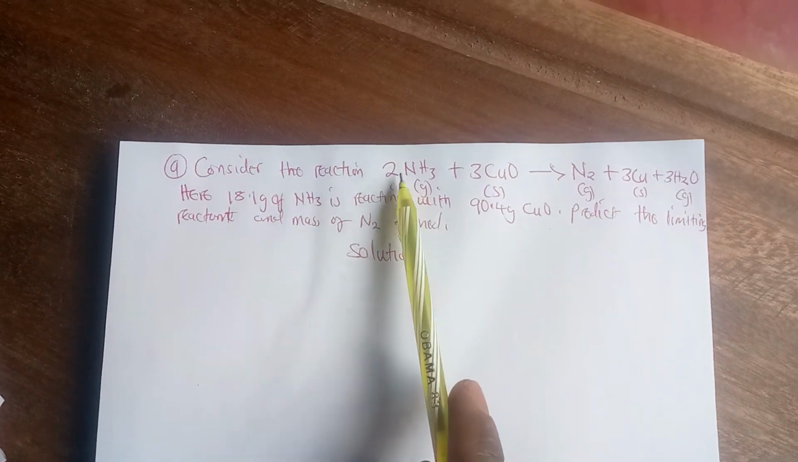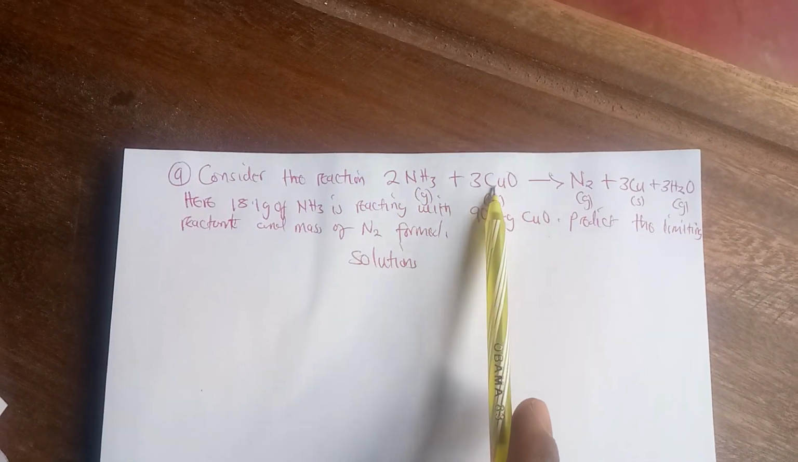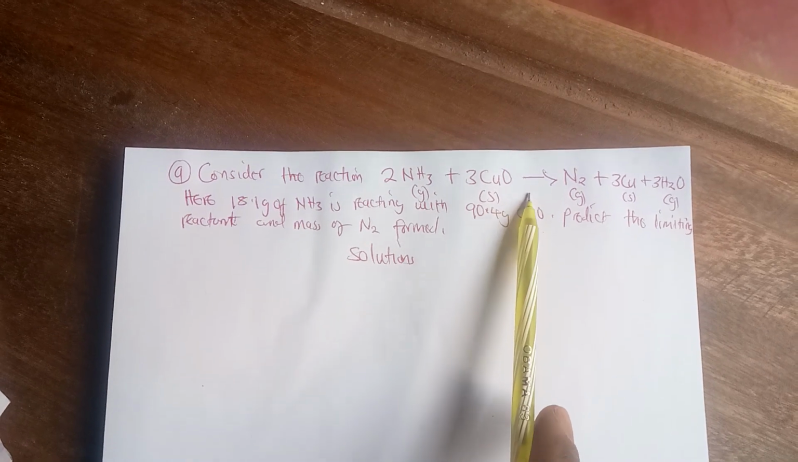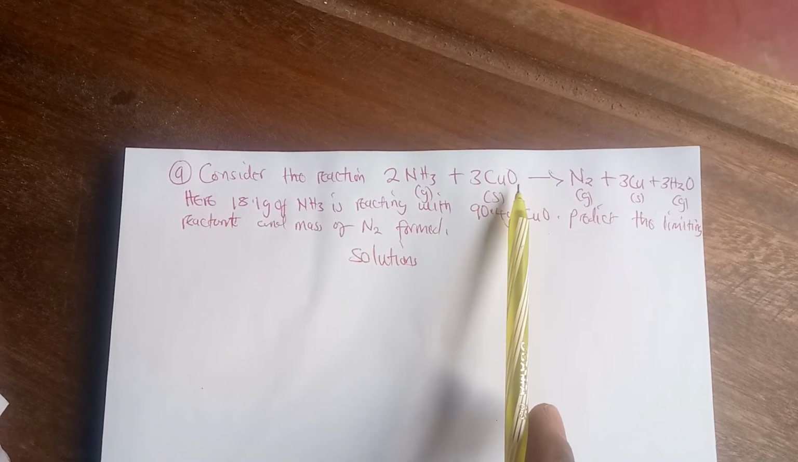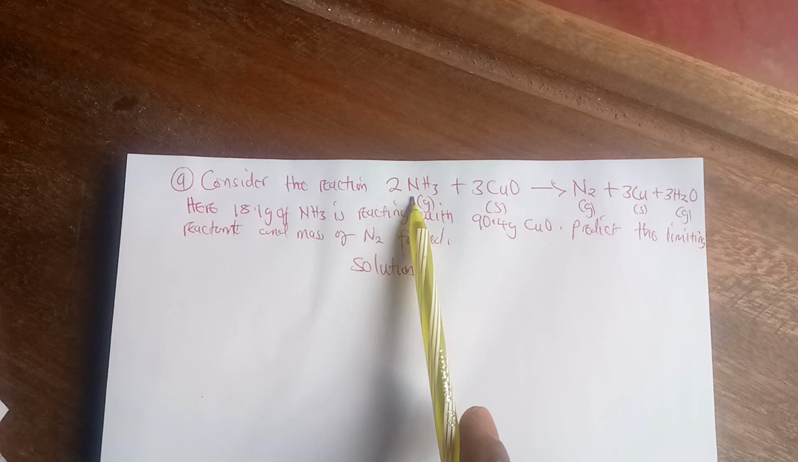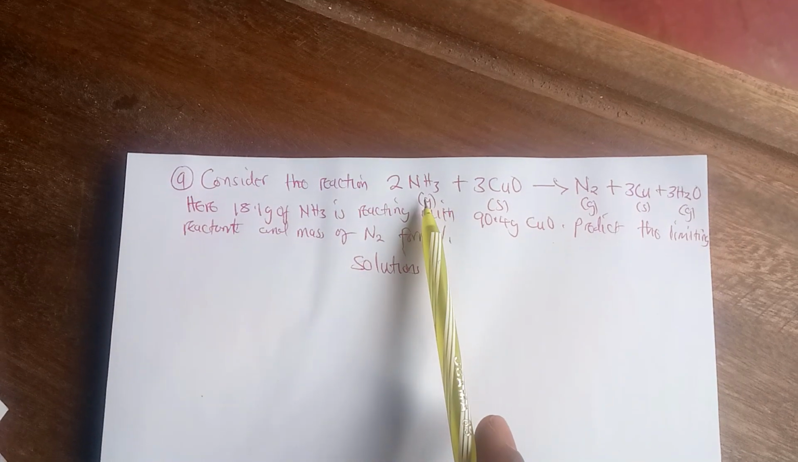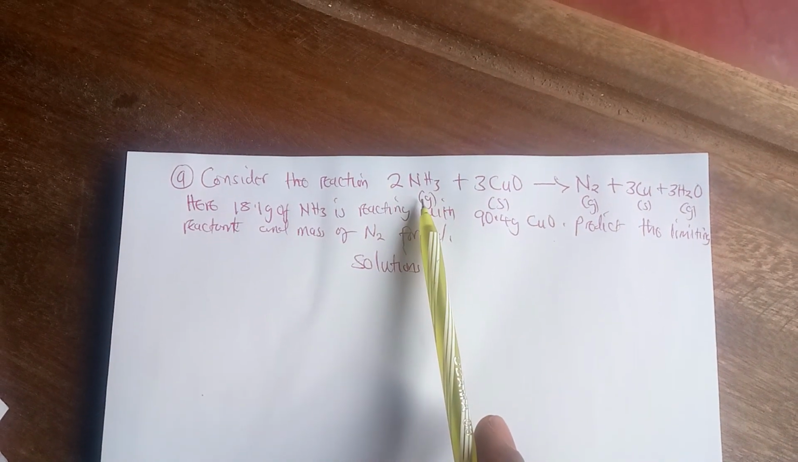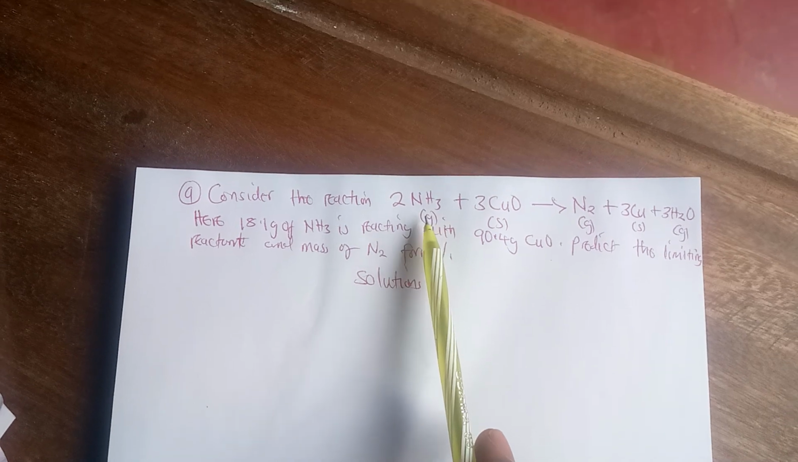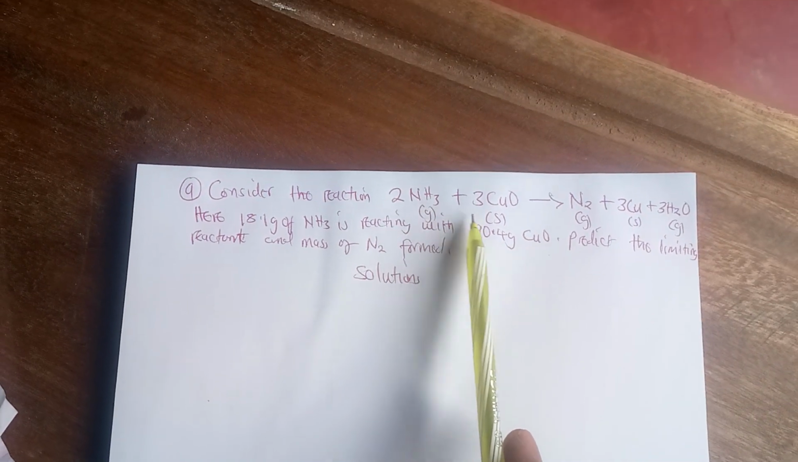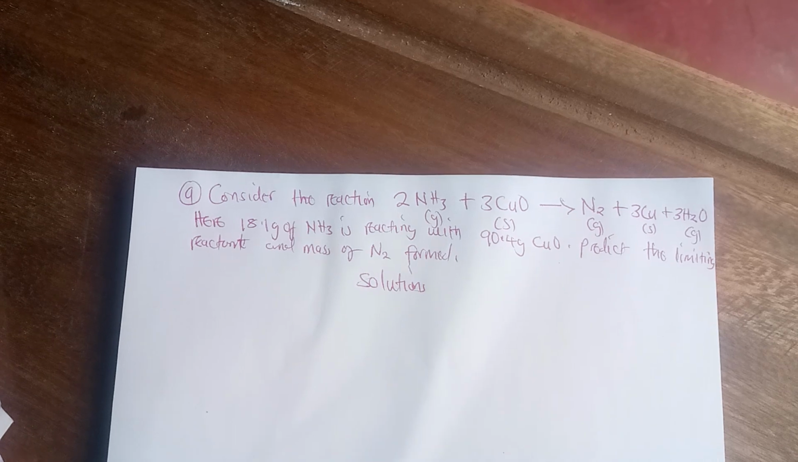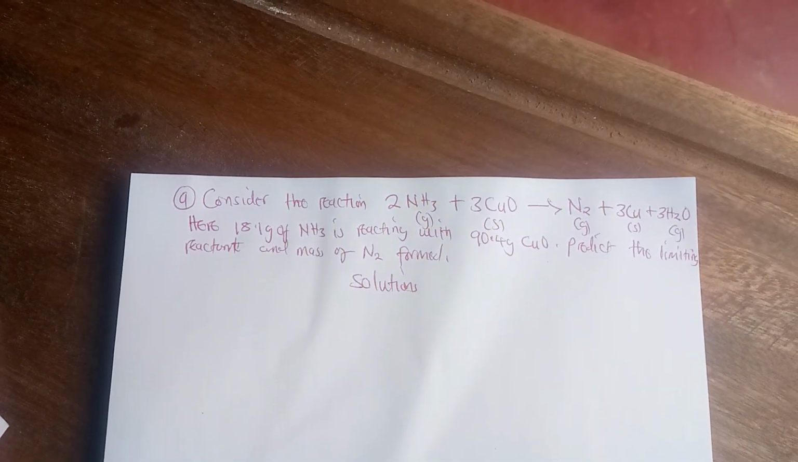So here we have two reactants. We have ammonia and copper 2 oxide. So when they say a limiting reactant, they are saying which one will be used up in the chemical reaction, or which one will finish first. So when one reactant finishes, then the reaction will be over. Okay, so this is more like grade 12 work.